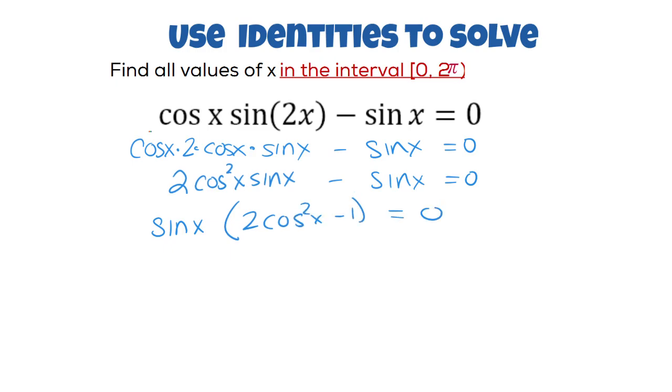Now, what I like about this now is that this is a single trig function and this has a single trig function. I'm then going to be ready to go ahead and set them each equal to 0. And when I set this one equal to 0, I'm going to end up with a cosine squared x, add the 1, divide by the 2. I'm going to square root both sides. Cosine x is equal to a plus or minus.